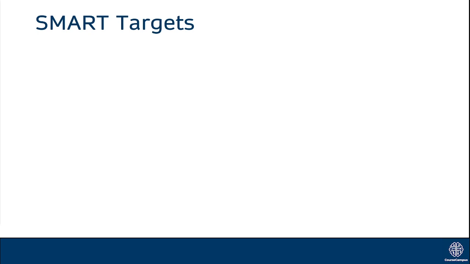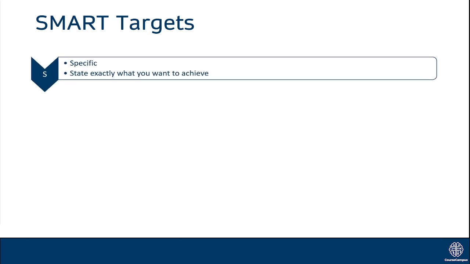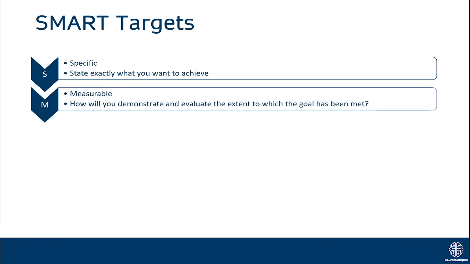Let's have a look at SMART targets in a little bit more detail. So what is a SMART target? So first of all, it's specific. So you want to state exactly what it is that you want to achieve. If it's not specific, if it's very vague, how are you going to know if you've achieved that target? You're not going to know. In the same way, it's got to be measurable. So if you can't measure and see that that goal's been met, then you can't achieve it.